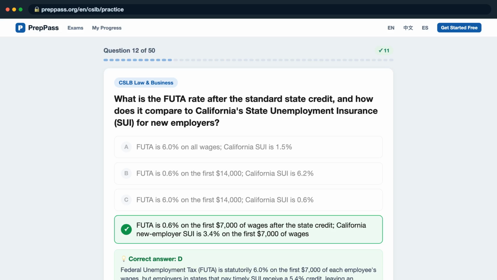Federal unemployment tax, FUTA, is statutorily 6% on the first $7,000 of each employee's wages, but employers in states that pay timely SUI receive a 5.4% credit, leaving an effective FUTA rate of 0.6%. California's SUI new employer rate is 3.4% on the first $7,000. Experience-rated employers can range roughly 1.5% to 6.2%.